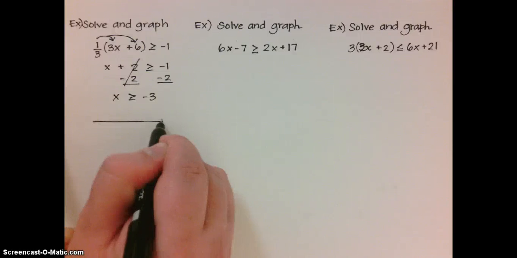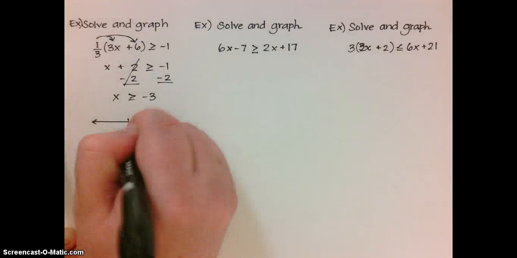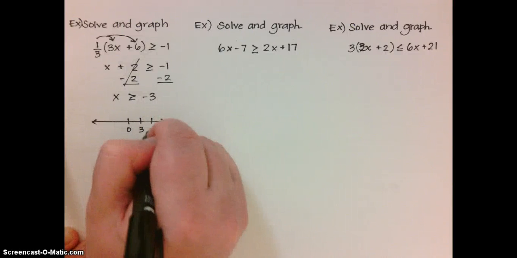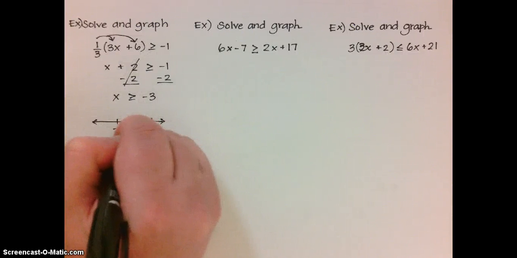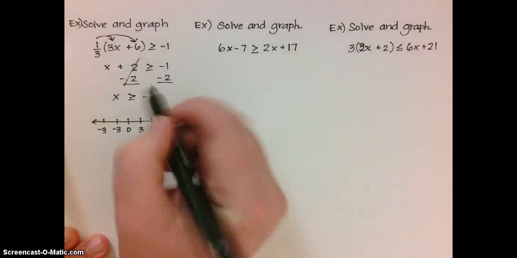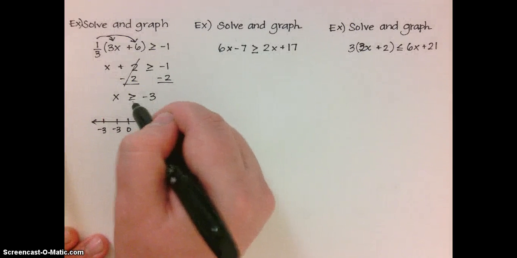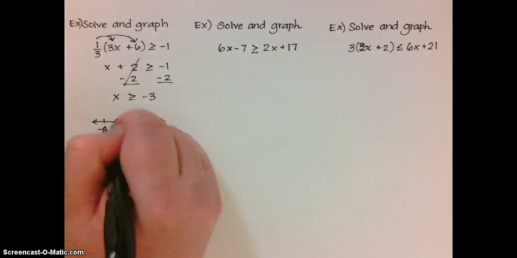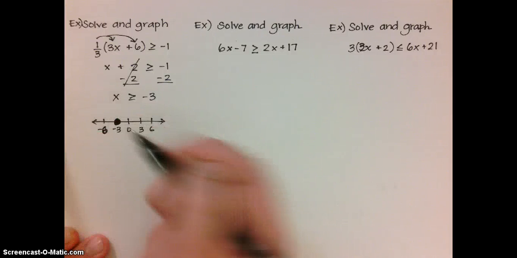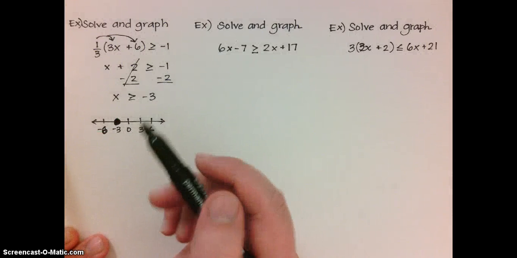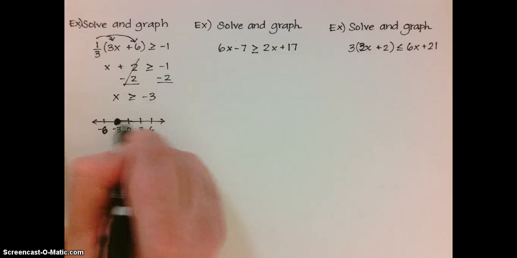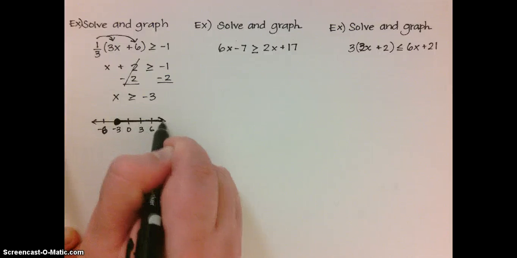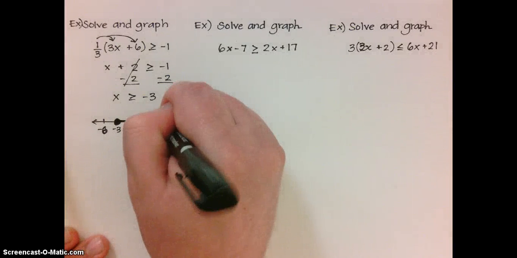I'm going to draw my number line. I'm going to go by 3's this time. And because it says x is greater than or equal to, oh, that should be a 6. I'm sorry about that. Because it says greater than or equal to, I am going to shade on the negative 3, but it's going to be any of those numbers that can be larger than negative 3 as well. Those will be all of my possible solutions for this inequality.